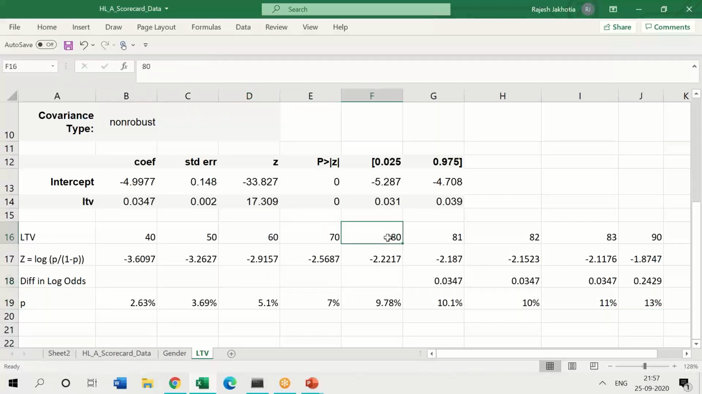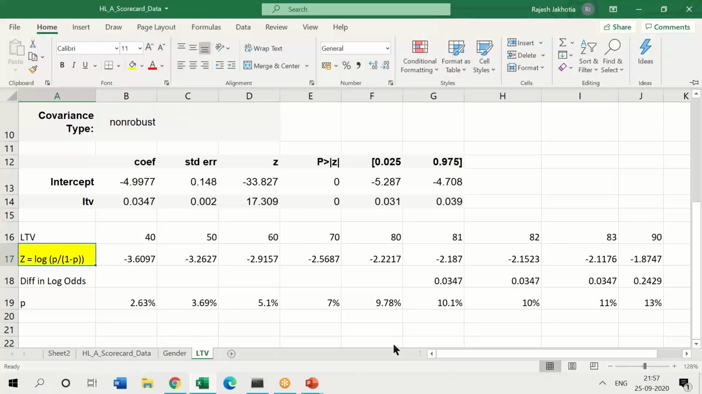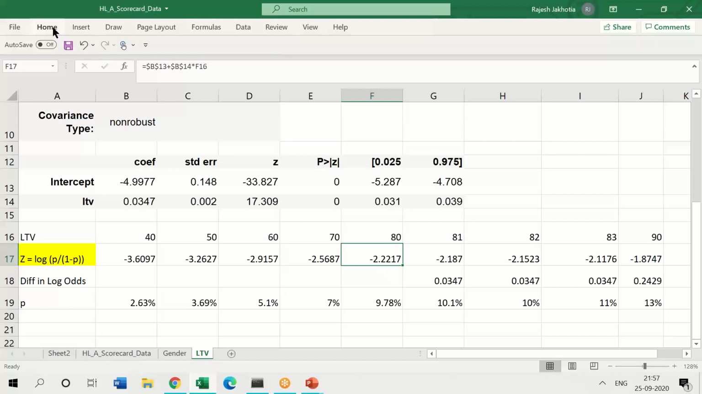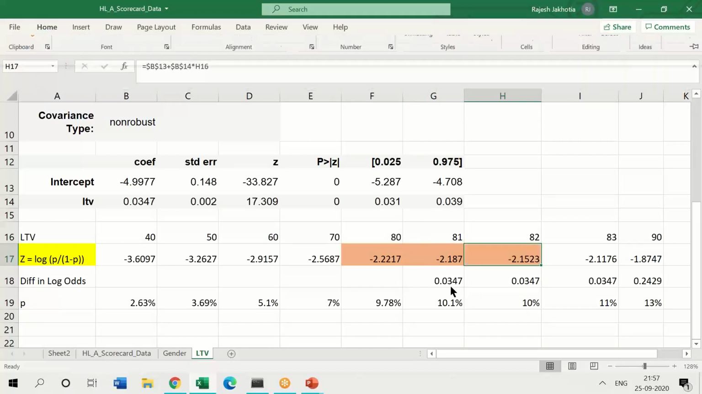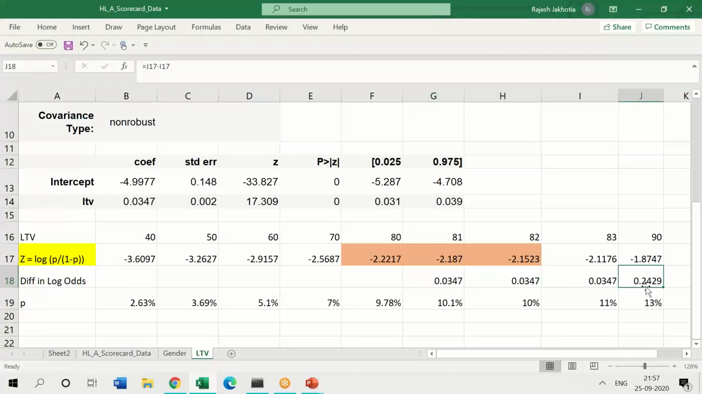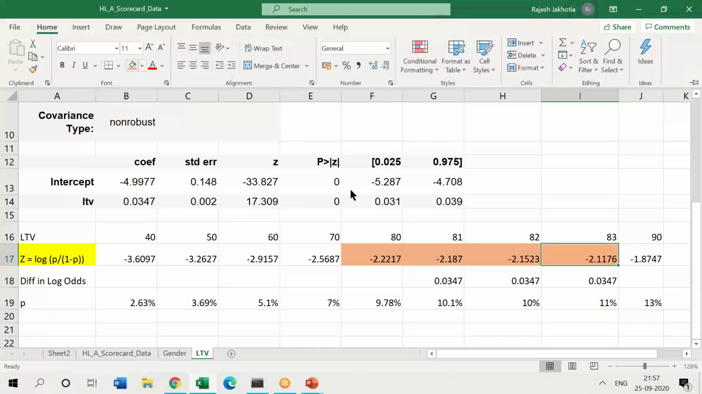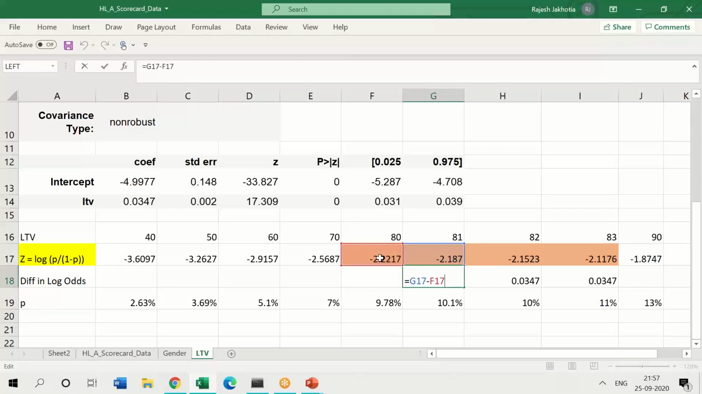Just a last point. This value, you can see z is equal to log of p upon 1 minus p. So this value, what I have computed is log of odds. So I'm just highlighting log of odds of 80, log of odds of 81, log of odds of 82, and then I'm computing here the difference. This is 83. I'm computing the difference between the log of odds of 81 and 80. Then I'm computing the log of odds of 82 and 81. I'm computing the log of odds of 83 and 82. This value is same. And if you see this value 0.0347 is matching with your coefficients.